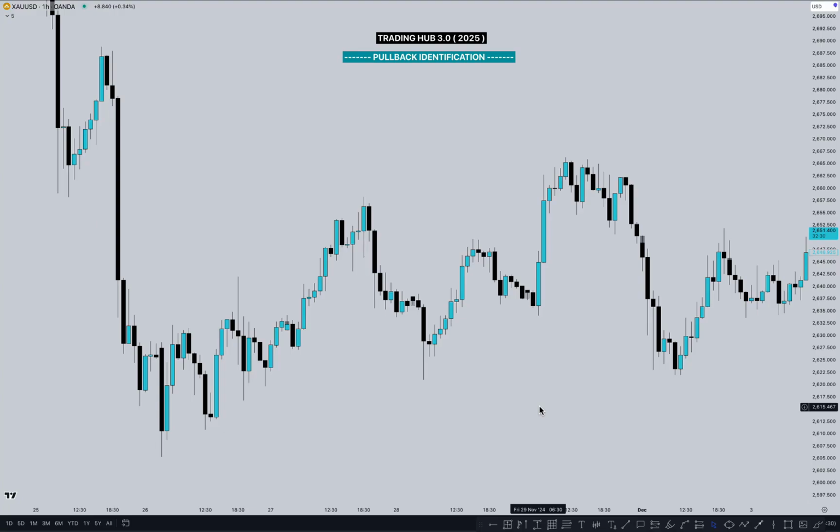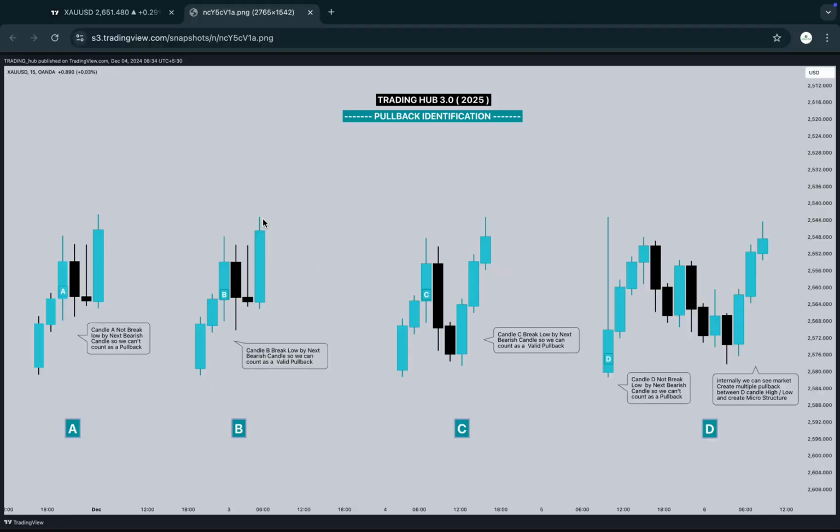There are a few things you need to understand before marking any kind of valid pullback: what a pullback is, and how we identify a valid pullback and an invalid pullback. I will explain all these things step by step in detail. These are a few diagrams where you can understand how a pullback works and what its definition is. We have 4 diagrams here.